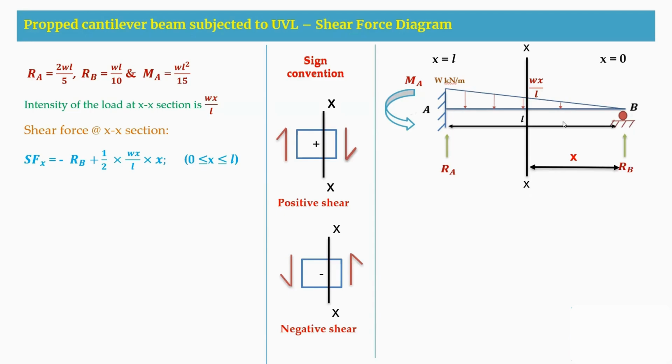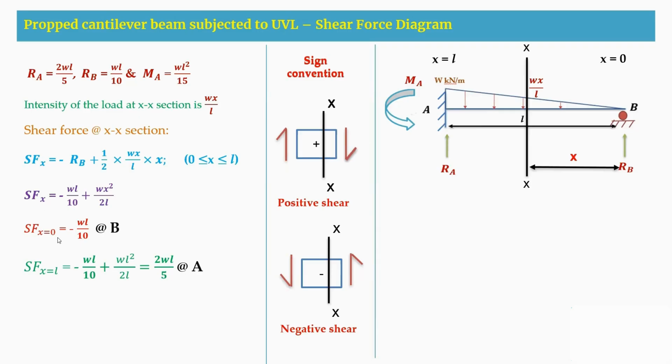So here RB is in anti-clockwise direction, therefore minus RB, and this load is in the clockwise direction towards the section. Therefore, the area of this load is half into Wx by L into X. So this is the total load that is acting here. So for the limit 0 to L. When I substitute X is equal to 0, I'm getting shear force at B as minus WL by 10. And when I substitute X is equal to L, I'm getting the shear force to be 2WL by 5, which is a positive value at A support.